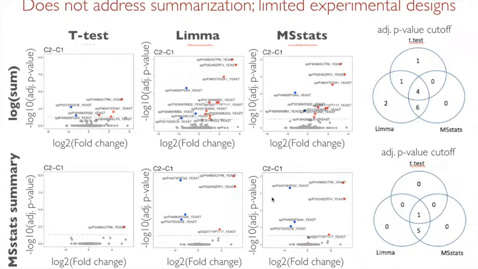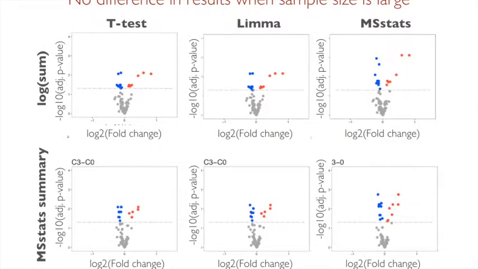But remember, we only have 3 replicates here. The next example is from a different study, which is also a label-free shotgun experiment, but now it has 50 replicates per group. Same idea: here is the log sum summarization, here is the MSstats summarization, and here are different methods. Essentially you see that we have fewer differences with MSstats summarization than with log sum. But other than that, limma didn't help much, so it didn't make a big difference.